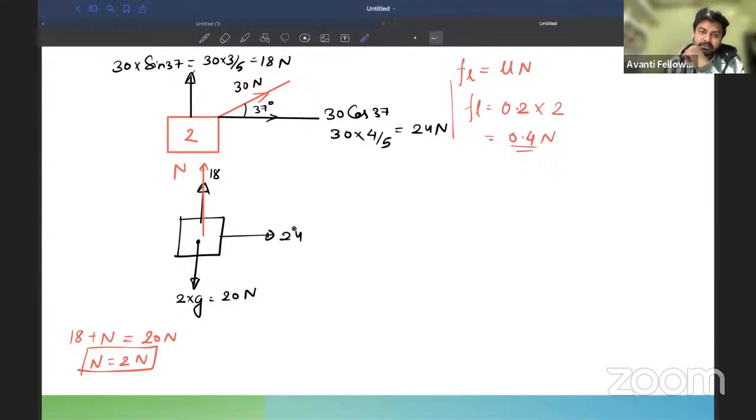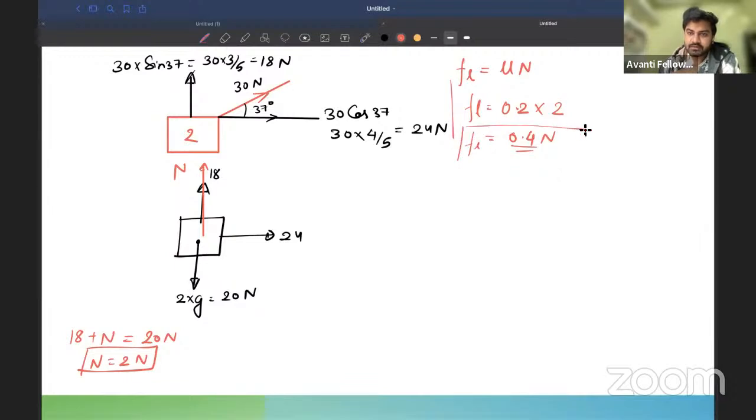But how much is the force applied? 24. So definitely it will move. Okay, because when it will move, friction पीछे लगेगा. And limiting is 0.4. 0.4 is the maximum friction that can be applied on this block from the surface or from the ground. And somebody is pulling with 24. It will definitely move. Okay. So limiting का तो answer आ गया.